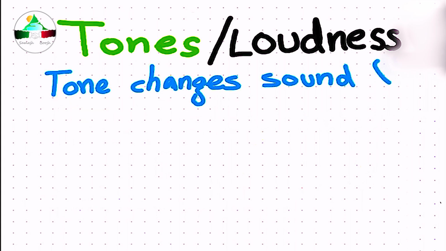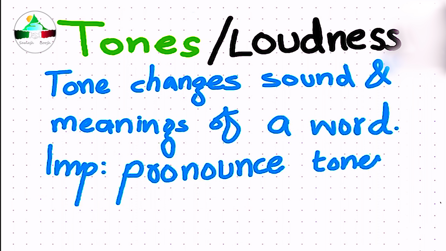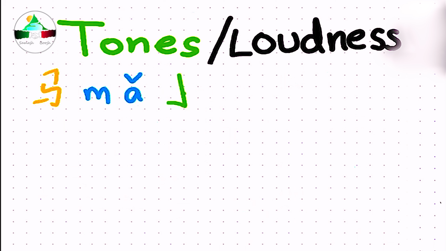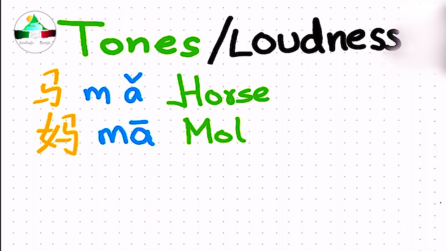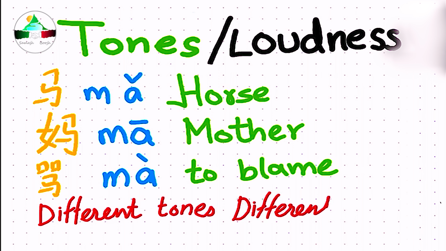Friends, correct use of tone is very important in Chinese as well as in all other languages. Otherwise, meanings would change from 10 billion to 1. For example, ma with third tone means horse. Ma means mother if pronounced with first tone. And ma with fourth tone means to blame or to scold. So, change in tone changes meanings. No matter initial and finals are the same.